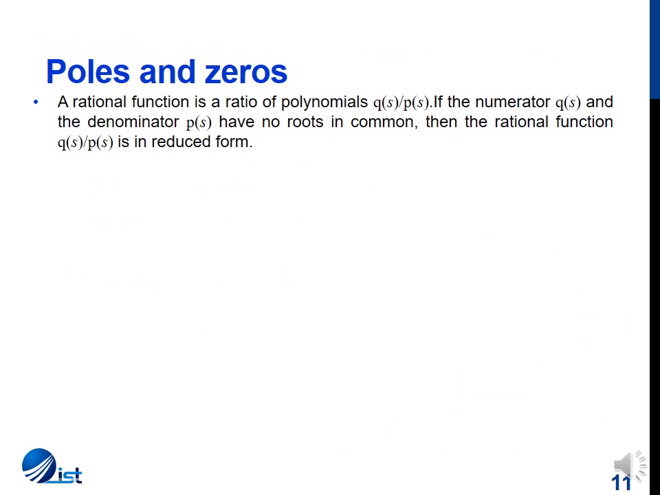For a rational function, the concept of poles and zeros is used very frequently in signals and systems. Now, a rational function is generally a ratio of polynomials of the form Q(s) by P(s), where Q(s) is the numerator and P(s) is the denominator. If the numerator and the denominator have no terms in common, then our rational function is in the reduced form.